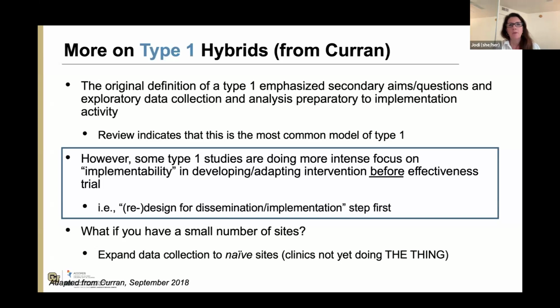So, more on type 1 hybrids. The original definition of a type 1 emphasized secondary aims, questions, and exploratory data collection and analysis preparatory to an implementation activity. The most common model is of a type 1. However, some type 1 studies are doing more intense focus on implementability. What if you have a small number of sites, and expand the data collection to naive sites, clinics not yet doing the thing?